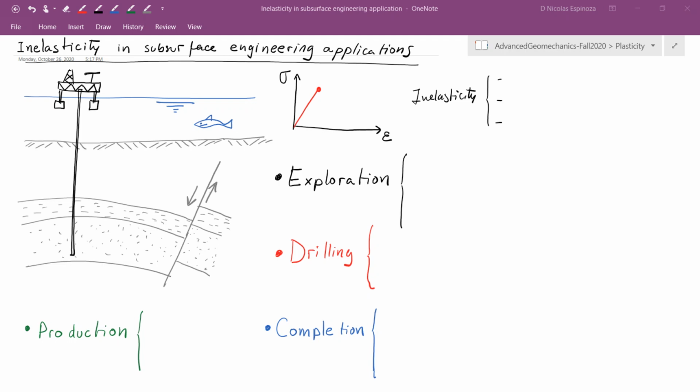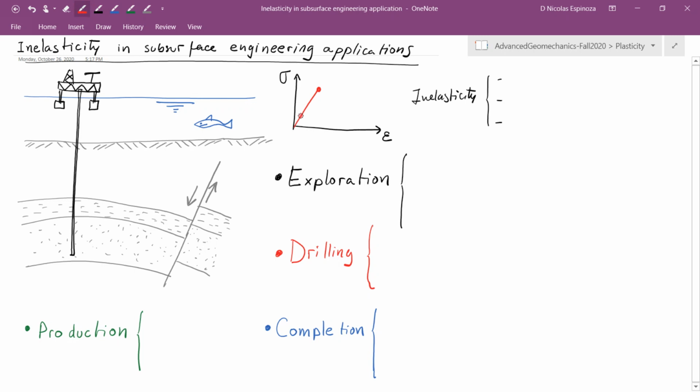Inelasticity is disregarded in many applications of subsurface engineering. However, we're going to see many examples in which inelasticity is quite important. Let's first start with an overview of inelasticity.